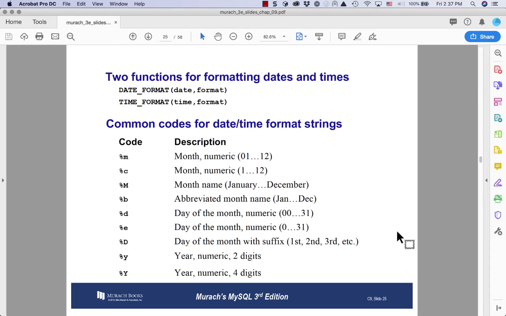Two formats, two functions, one for formatting dates and one for formatting time. We've already seen these. I think we saw these in a pretty early chapter. And again, the only challenging aspect to this is just the format string. Okay.